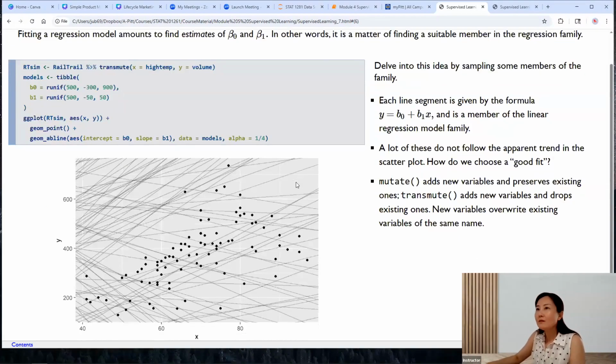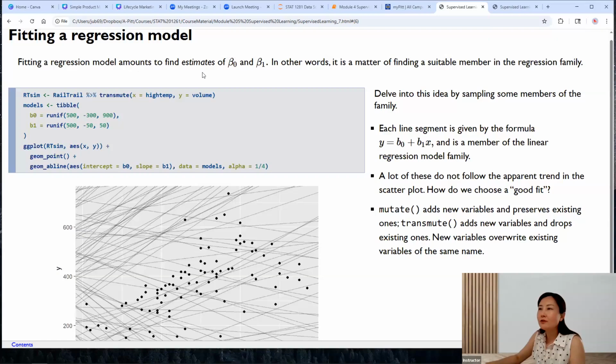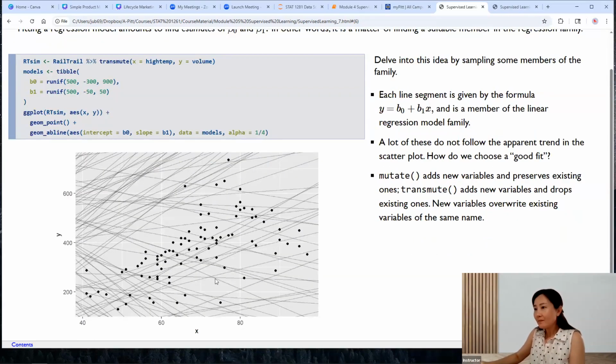All right. So fitting a regression model amounts to finding estimates of beta 0 and beta 1, right? Because they are constants, but they are unknown. So modeling means trying to figure out the estimators of these two parameters. Basically, from the scatter plot, if you draw a straight line to represent a relationship, it looks like it makes sense. However, the problem is that there are too many possibilities, right?